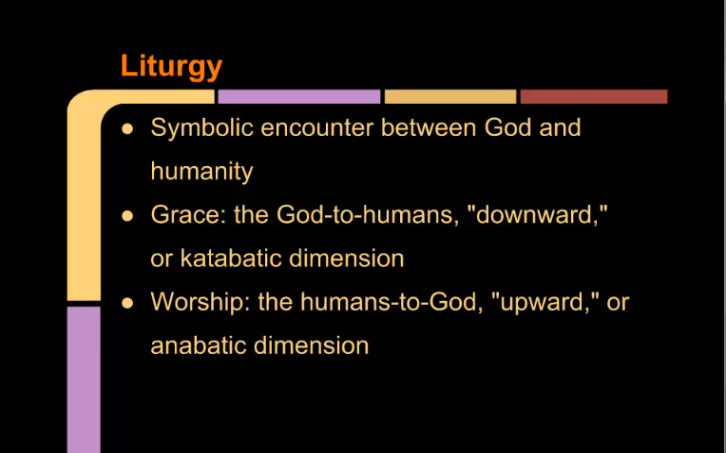There's also worship. Worship is the humans to God, the upward or the anabatic dimension. Again, I won't use the word anabatic too much in this course, but I did want you to recognize it if you saw it. So in this grace, God reaches out to human beings through the sacraments, and especially through the symbols that are used in the Christian liturgy. At the same time, human beings respond to God by reaching out towards God in these same symbolic encounters in which they experience God's grace. So we want to have a kind of balance between those, which is why the course has the title it does.